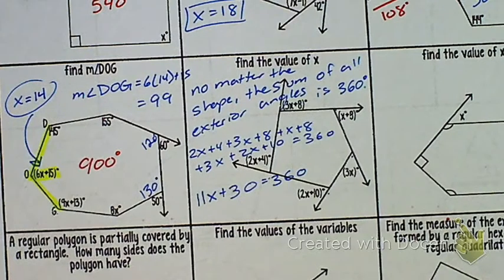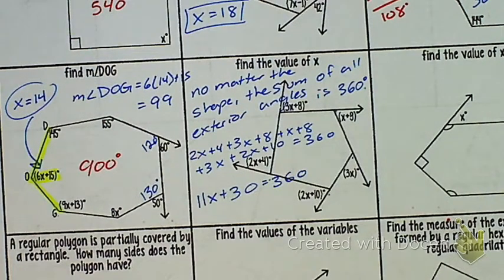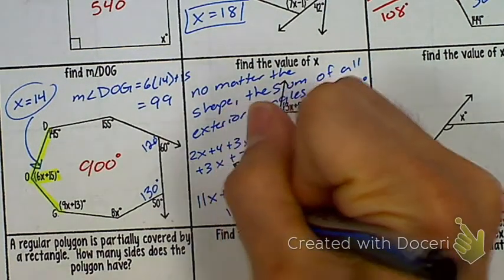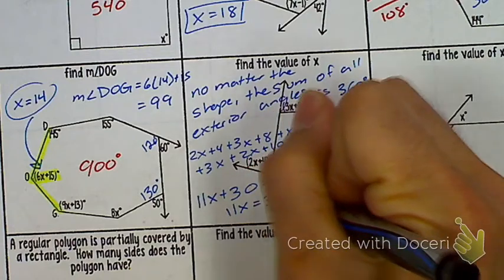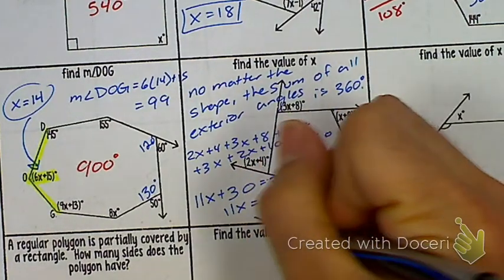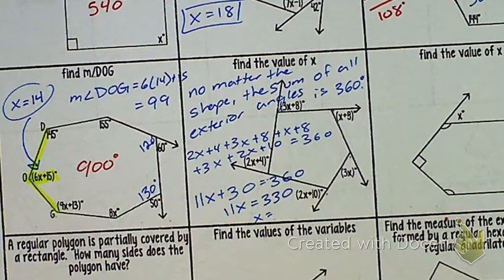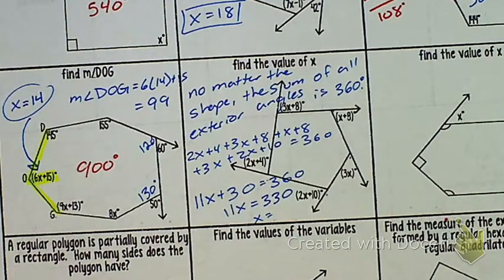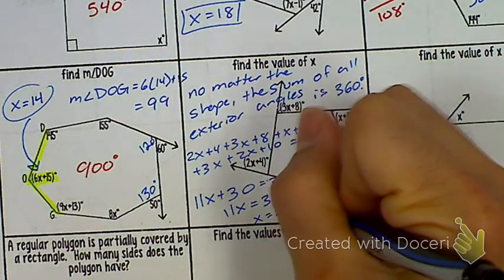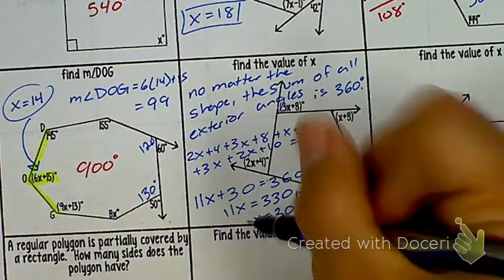And I got 30, was that right? Subtract 30 to give me 330. Divide by 11. X equals 30.